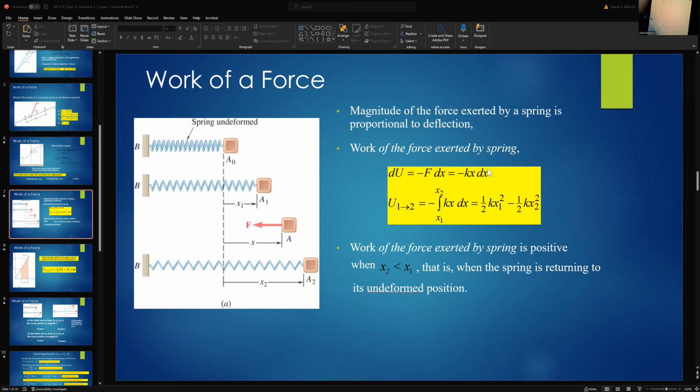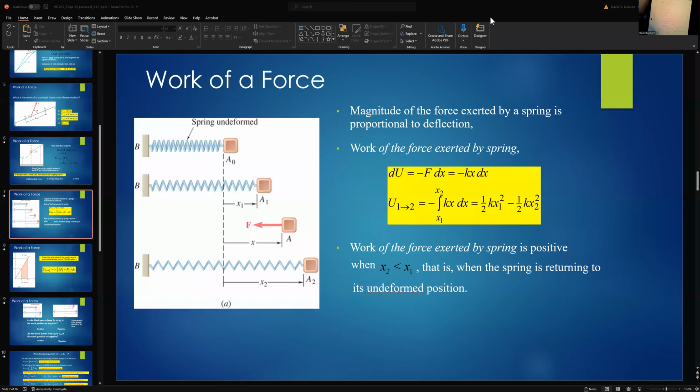And then we have our U1 to 2 for springs, which is that. So one convention too is that the work of the force exerted by a spring is positive when you compress a spring. Stretching a spring is negative work. Compressing a spring is positive work. So that's the sign convention for that.